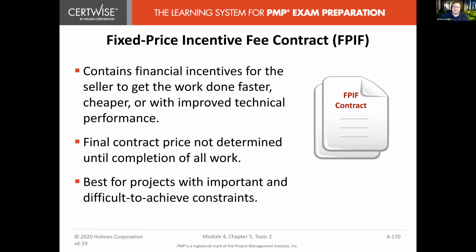Fixed price incentive fee. So financial incentives for the seller to get the work done faster, cheaper, or improved technical performance. Final contract price not determined until the completion of the work. Yeah, there's going to be a minimum. So there's a fixed price, so there's a minimum. It's just, do you pay anything on top of that incentive? You'll determine how much extra is paid upon the completion of all the work. So, yeah, best for projects with important and difficult to achieve constraints.